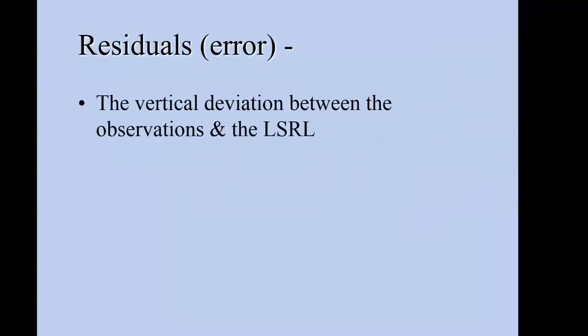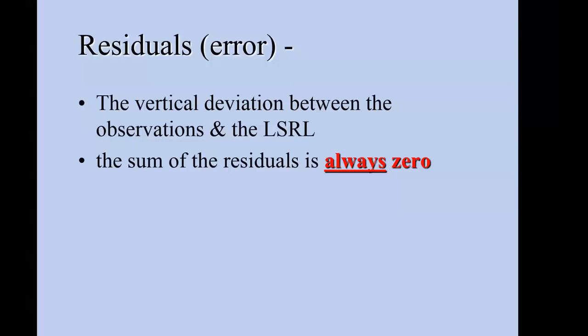A residual deals with least squares regression lines. This is a measure of error. In other words, an LSRL predicted a y value. The actual y value was different. How far off were we? How close did we get? That number, that measure, we call a residual.